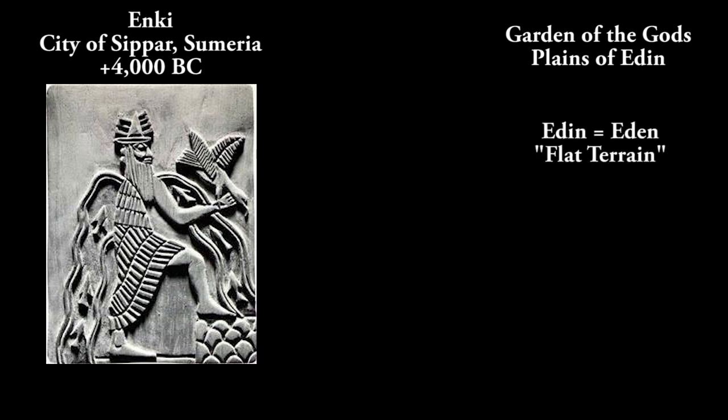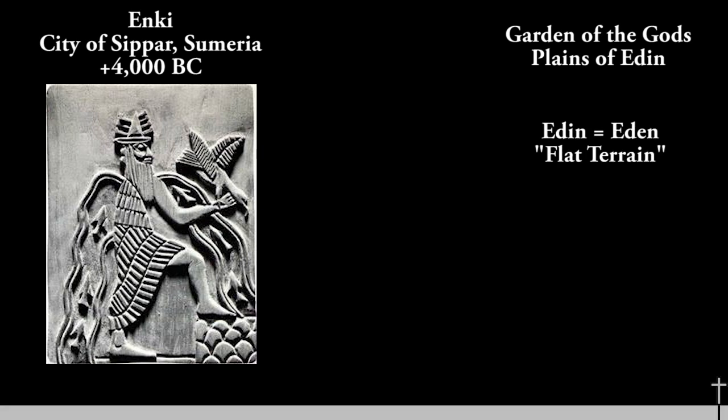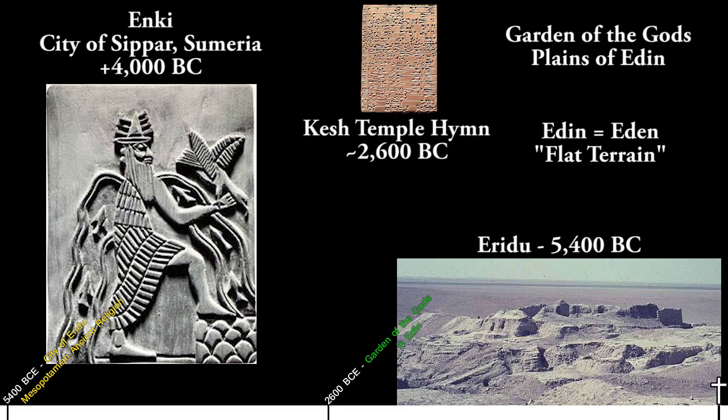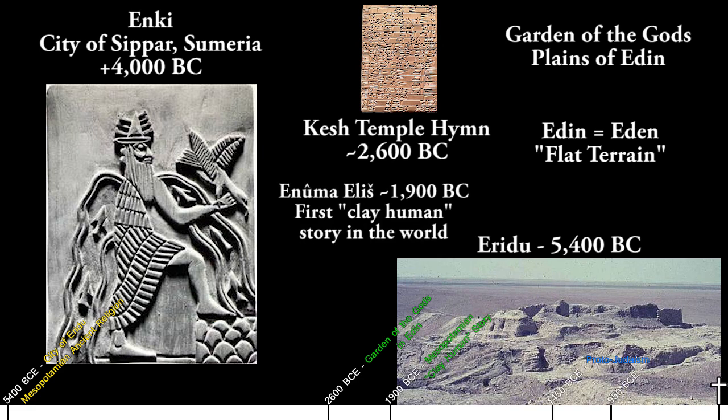After Enki made the first humans, he placed them within the Garden of the Gods in Eden. Eden is a Sumerian word which means flat terrain. Afterwards, the city of Eridu was built, which is a real city. In fact, it is the oldest city found on the earth thus far, dating to 5400 BC. The Kesh Temple hymn, which describes the Garden of the Gods in the Plains of Eden, was written around 2600 BC, again, thousands of years before the Bible was written.